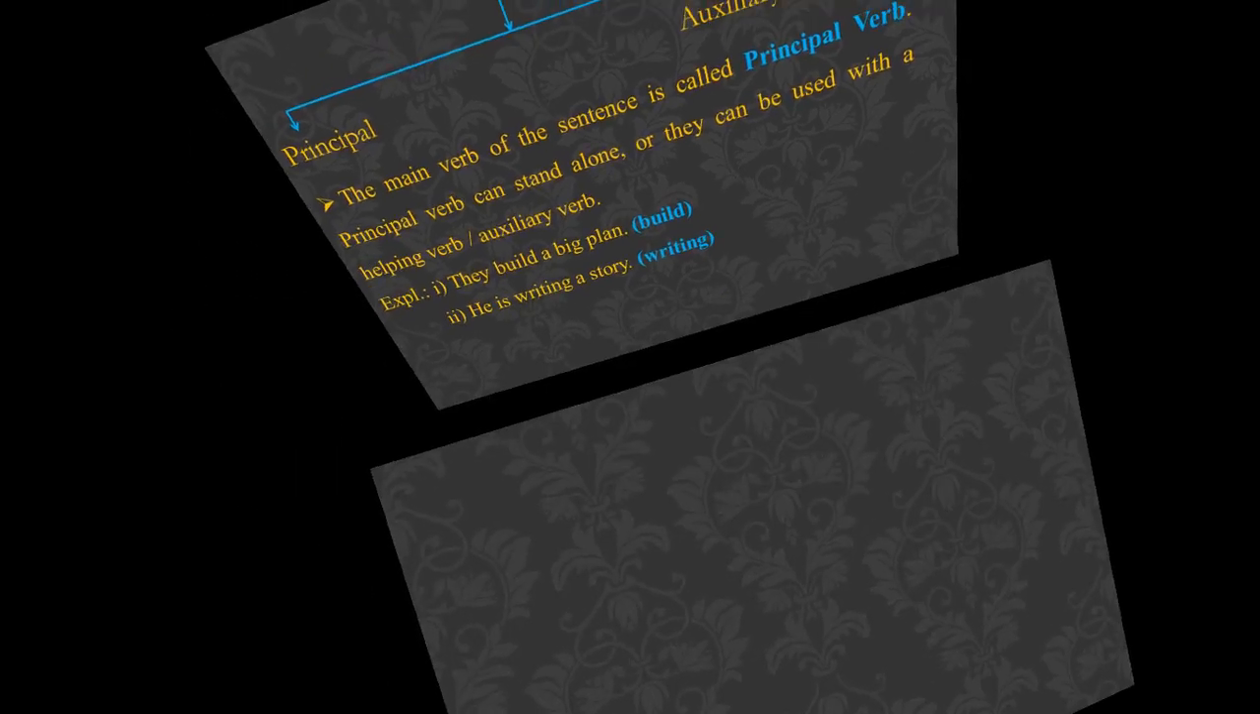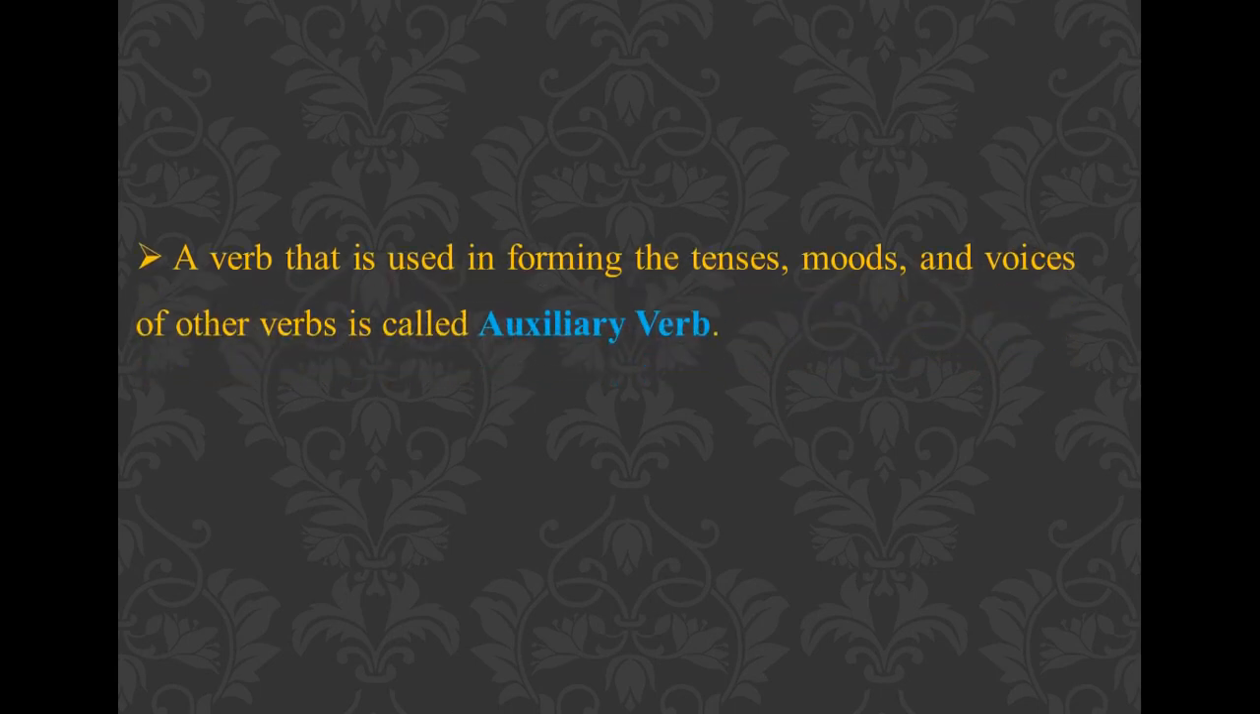Now, auxiliary verb. A verb that is used in forming the tenses, moods, and voices of other verbs is called an auxiliary verb. That means we may easily say that an auxiliary verb helps a principal verb. An auxiliary verb always helps the main verb of the sentence. It can change the tense, the mood, or the voice of the main verb.